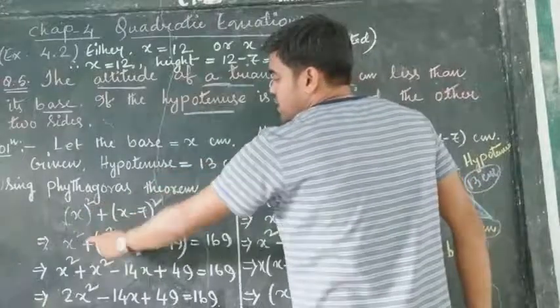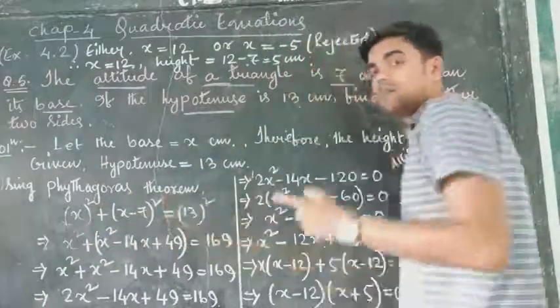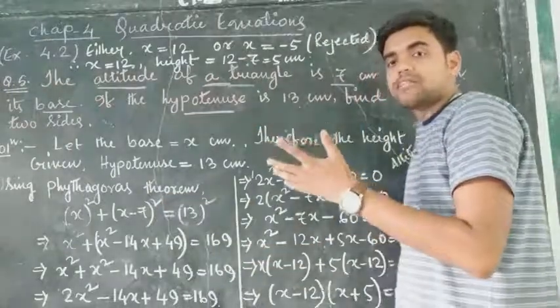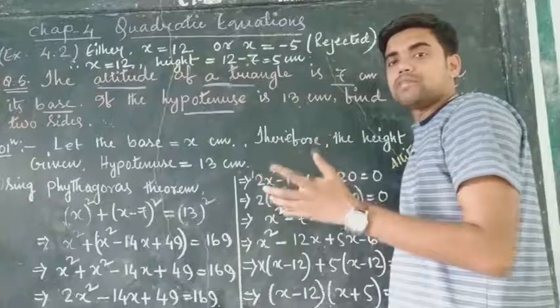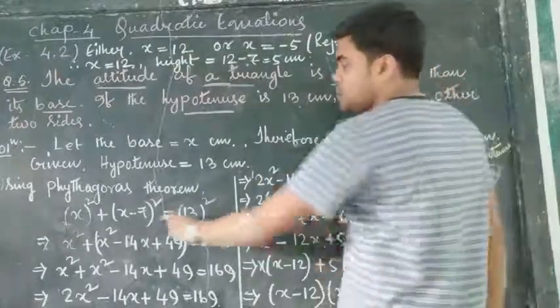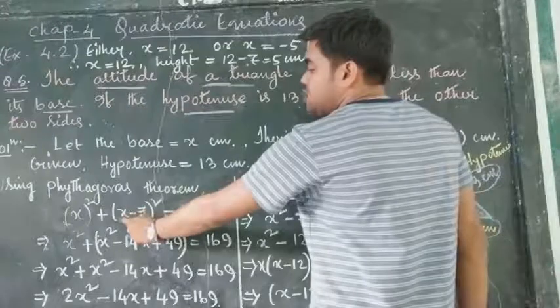x square means x square. Then (x minus 7) whole square. It is our common formula in algebra, (a minus b) whole square. What is the formula of (a minus b) whole square? a square minus 2ab plus b square. Isn't it? So we apply this (a minus b) whole square formula.